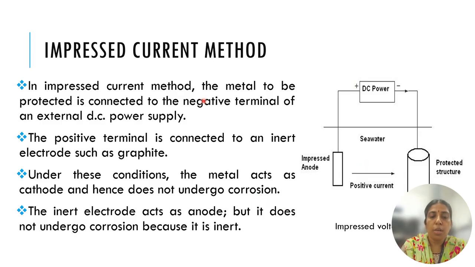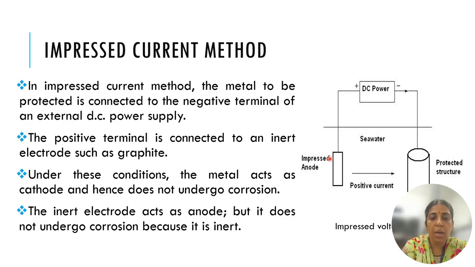So in the impressed current method, the metal to be protected is connected to the negative terminal of the external DC supply. So you take a DC power, and whatever material has to be protected, you make that the protected structure, a cathode, by applying negative potential. Then the positive potential will act as an anode.